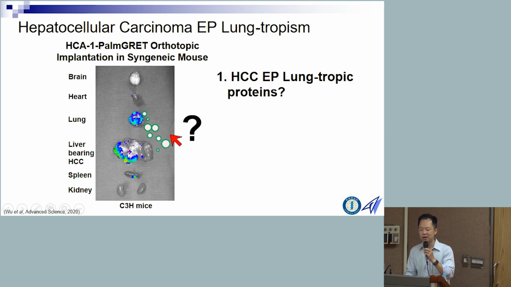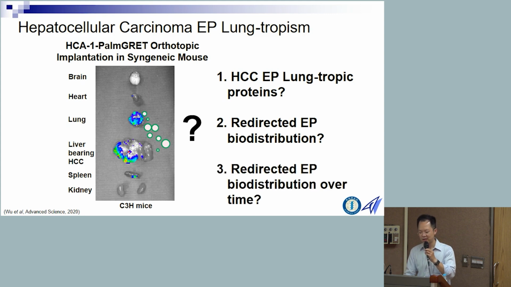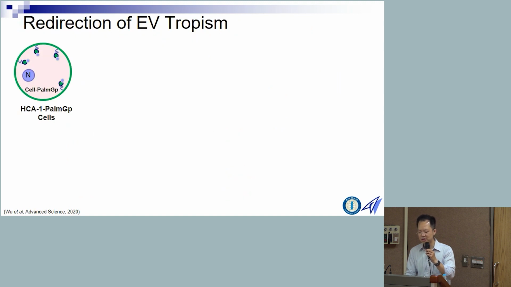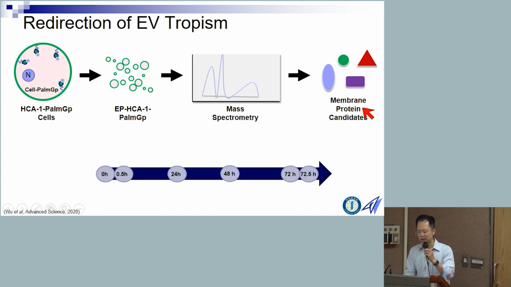And not only that, are there specific proteins that directed them to the lung? And what happens if we actually make them not go to the lung? If we direct them away from the lung, what would happen? And what happens with the distribution over time? Basically, we harvested these cells, harvested the vesicles, and did mass spec. We identified a group of membrane proteins, and we knocked them down.